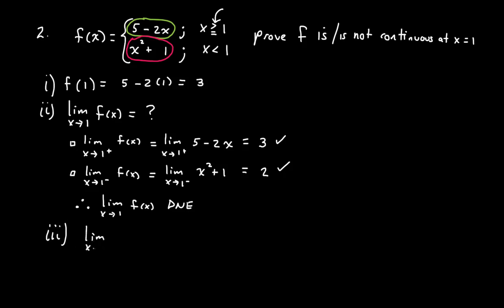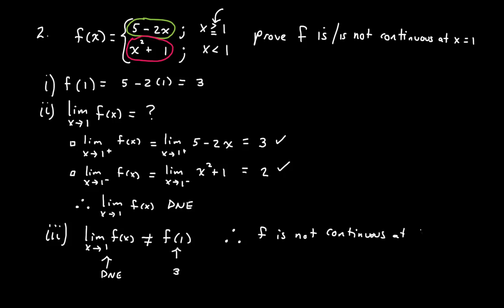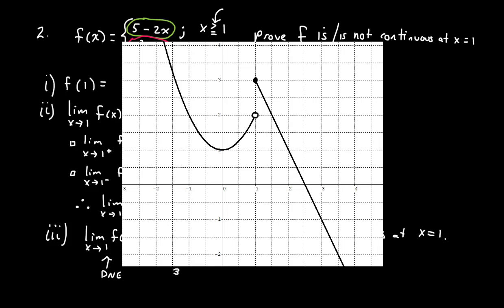So here, the limit as x approaches 1 of f of x is compared to f of 1, so we'll say is not equal to f of 1. This does not exist, and this was equal to 3. And now that I have this statement, I'm going to conclude. My grand conclusion is that f is not continuous at x equals 1. And the graph of f of x shows us here our discontinuity. We have a jump discontinuity.